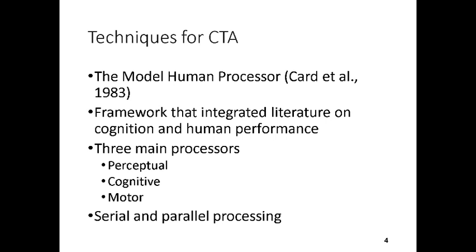It's the framework that integrated literature on cognition and human performance. So cognitive task analysis doesn't just look at the task; it looks at human performance from a cognitive perspective. It talks about those three main processors that were shown in the previous diagram, the perceptual, cognitive, and motor processors. It also includes a mention of serial and parallel processing. Some tasks can be done in parallel, while others have to be serial, or just one at a time. So parallel means they're happening at the same time. Serial means that one happens before another.